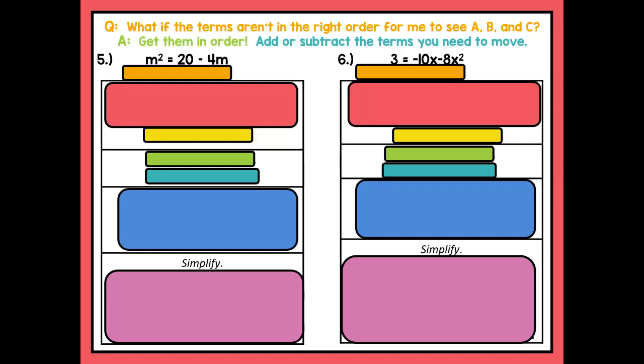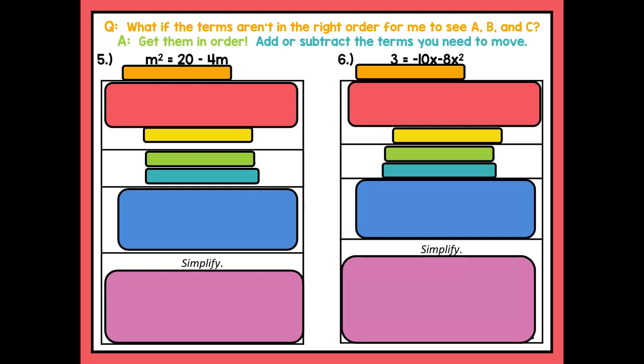Okay, but what if they're not in standard form? Well, you've got to get them in standard form. So move everything over to the left-hand side of the equal sign, and just a 0 will be on the right-hand side when you're done. So let's look at number 5 first.